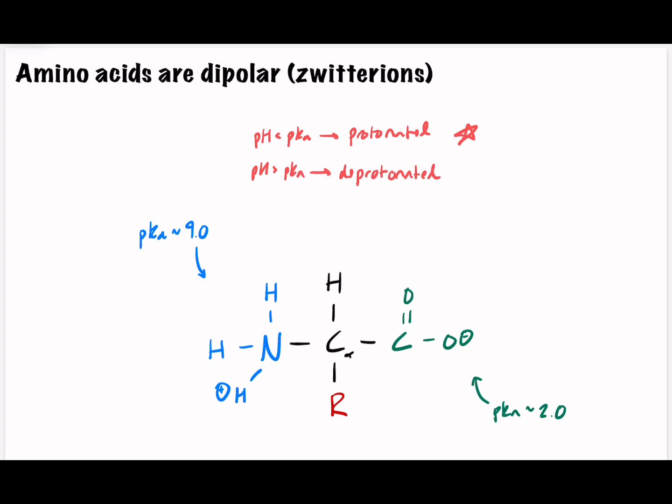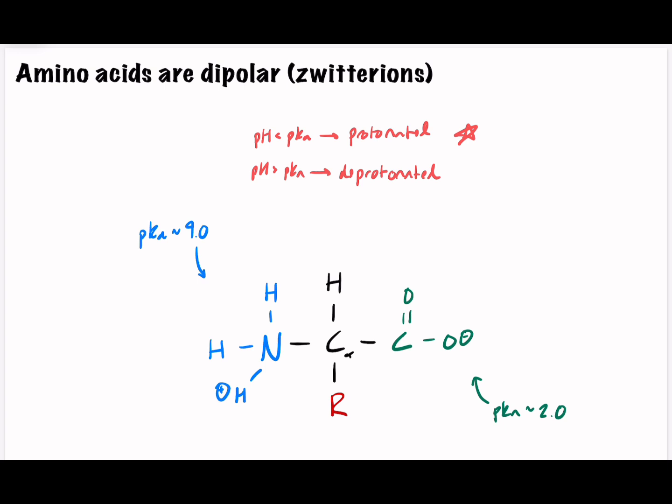And so why zwitterions or these properties even matter in the first place is because they're highly soluble in water. So these charges allow amino acids to dissolve pretty well. They also have relatively high melting points because they're able to interact with each other using these charges, and they behave differently than neutral organic molecules.